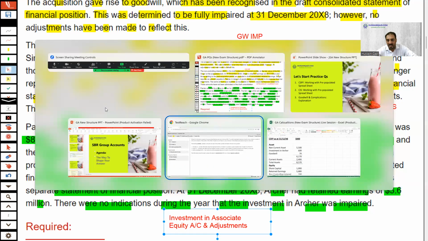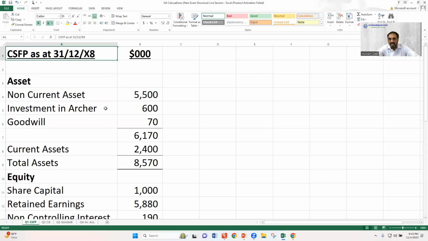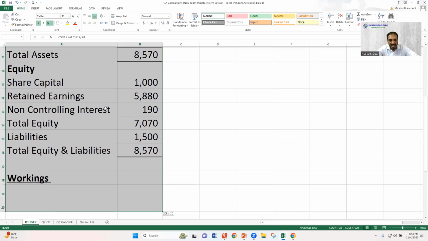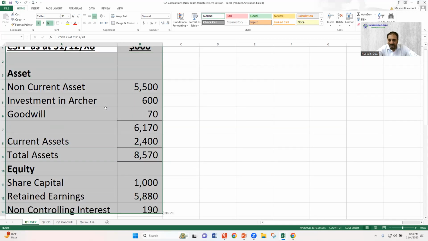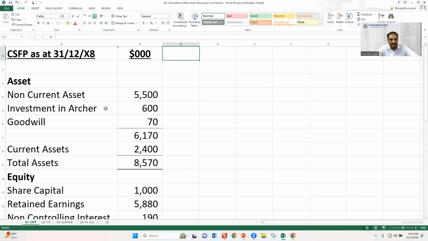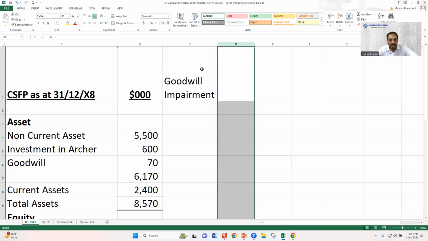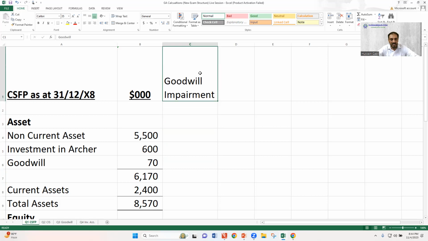Now let's start the working. Assume that you are sitting in the examination hall and you have decided to work out the requirement with pre-populated accounts. This is the consolidated statement of financial position. These accounts will be available as a spreadsheet, and we have to incorporate the workings here. For example, the first working I wanted to work out is called goodwill impairment. The first working is about goodwill impairment, working one.